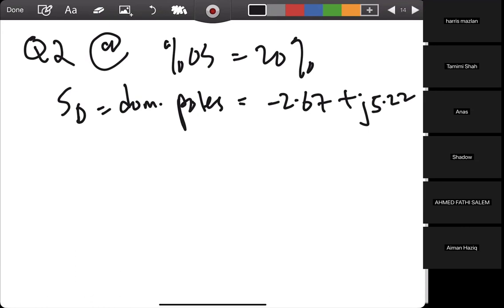Okay, determine the gain K, settling time, peak time. So how are we going to do it? How to find the gain K?